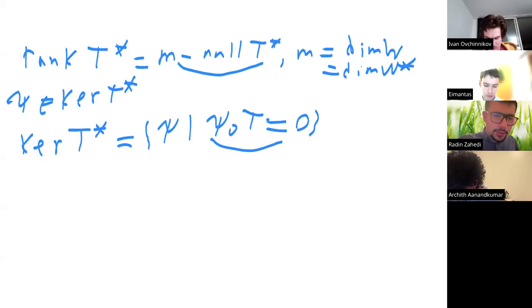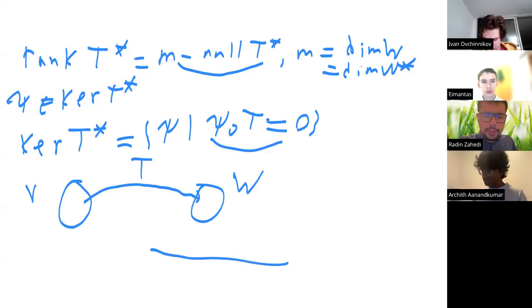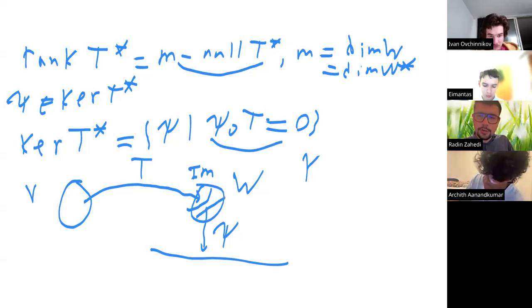In fact, if we have this W, and this T taking V to W, we want to find all those linear functionals taking everything in the image of T to 0. That is, the kernel of psi should be a superset of the image of T.